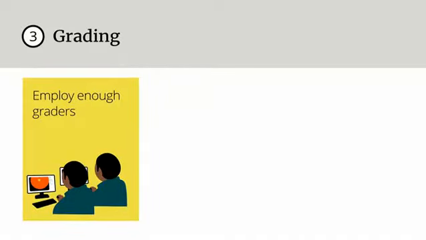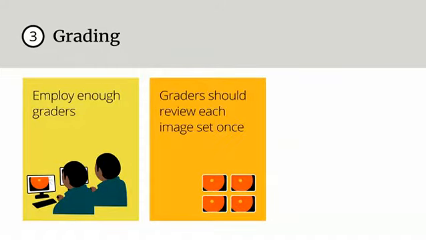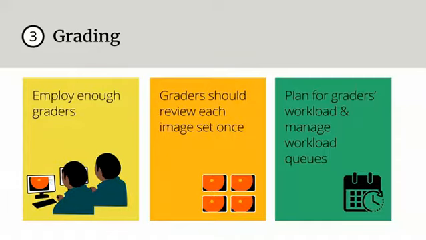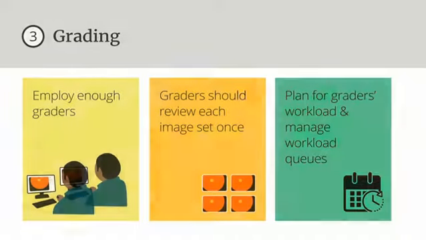Stage 3 is grading. We must have an adequate number of graders for the grading pathway to work. To maintain high quality and stop bottlenecks, a grader should only review each set of images once and pass on for any further arbitration as needed. Plans for graders' workloads must also allow for holidays, maternity leave and sickness. Workload queues should not be too large, as this can delay referral of cases and lead to sight loss. Long grading queues can also cause stress to the graders, who may try to grade too quickly and not pay enough attention to subtle changes.